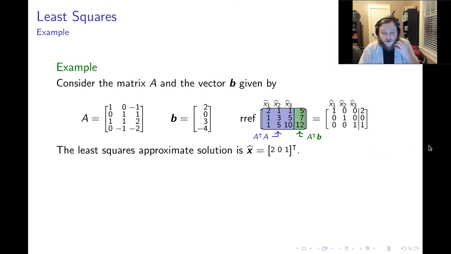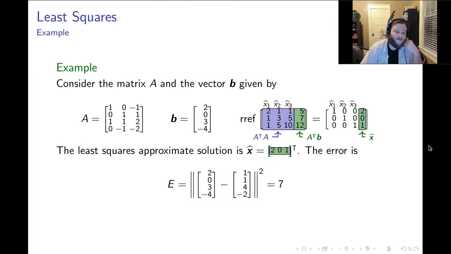Once I have the least squares approximate solution, I can look at the error. And remember, the error is defined as the square length of the difference between b, which is the vector we started with, 2, 0, 3, negative 4, and A multiplied by x hat. So x hat here was 2, 0, 1. When I multiply by A, what I'm really doing is scaling the first column by 2 and then adding that to the second column. So I get 1, 1, 4, negative 2 when I do that. So when I take the difference between b and A times x hat and then look at the square length, here I get 7. So the error here is equal to 7.